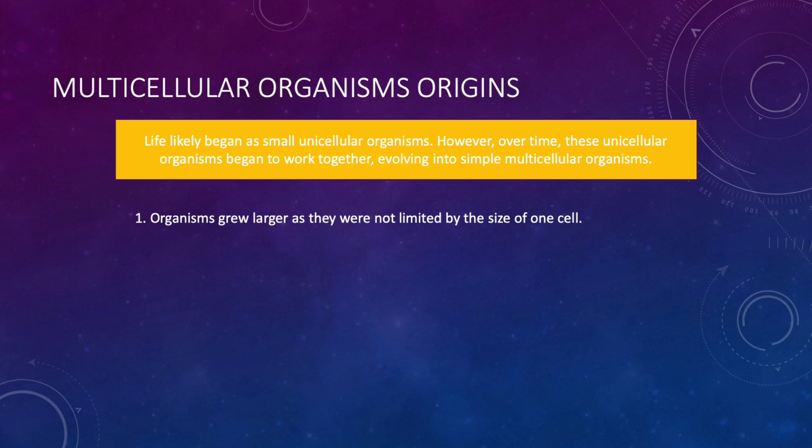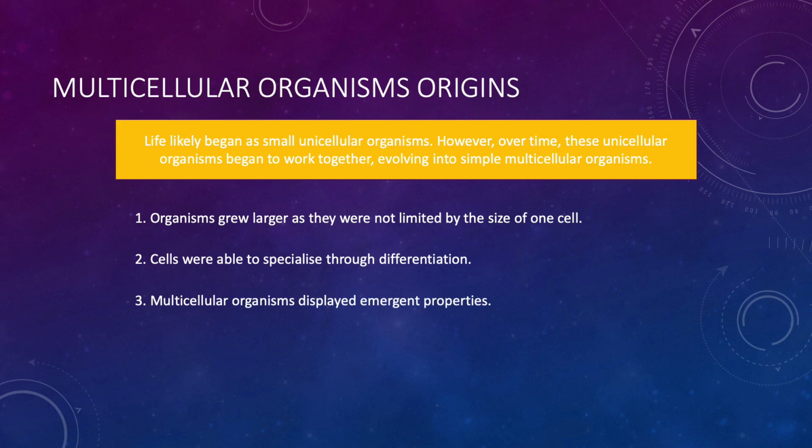So firstly, organisms were able to grow larger as they were not limited by the size of one cell. Number two is cells were able to specialize through cellular differentiation into various different kinds of cells. As a result of this, multicellular organisms displayed emergent properties. That is, the whole is greater than the sum of its parts, and we will explore these ideas of cellular differentiation and emergent properties later on in this video.